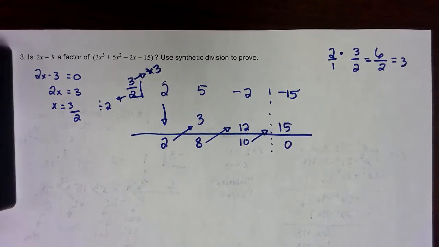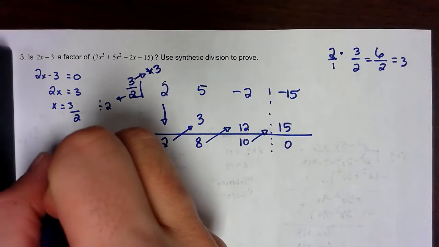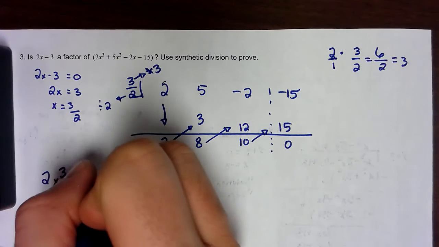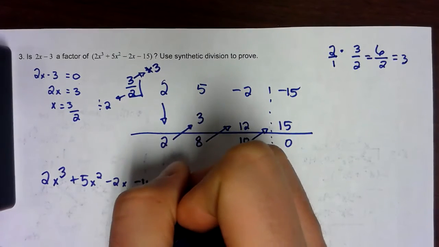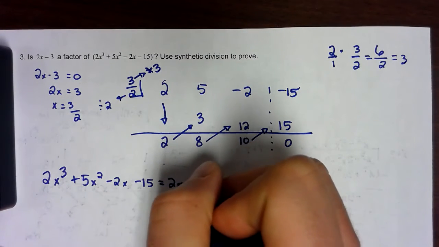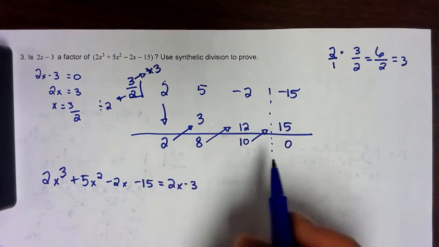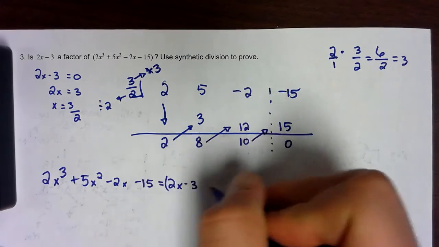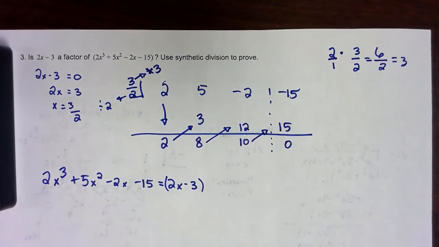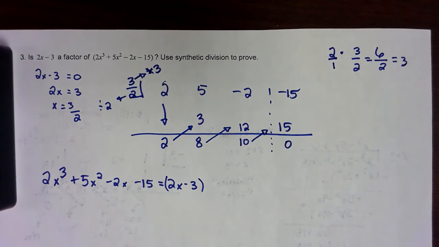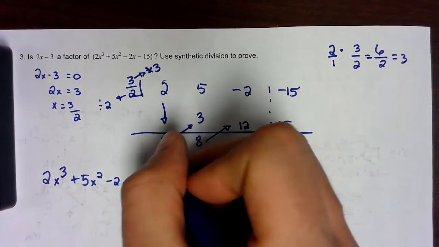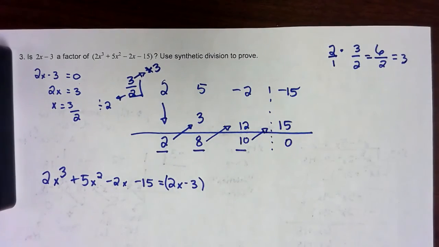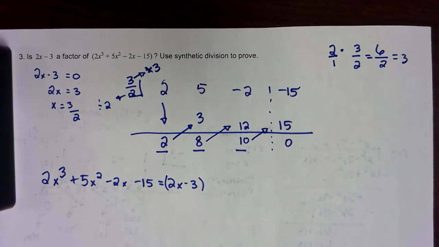Now here's the problem. When we go to say what our factored form is, 2x cubed plus 5x squared minus 2x minus 15 equals 2x minus 3, but these numbers aren't the coefficients for what we would multiply 2x minus 3 by to get 2x cubed plus 5x squared minus 2x minus 15. So what we need to do, there's 2 ways to approach this. You can ask yourself, what's the greatest common factor of 2, 8, and 10? You would all tell me 2.